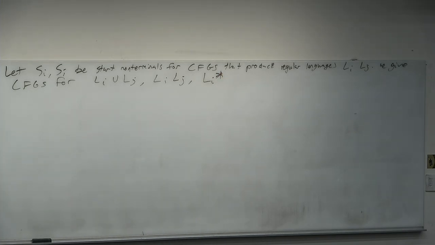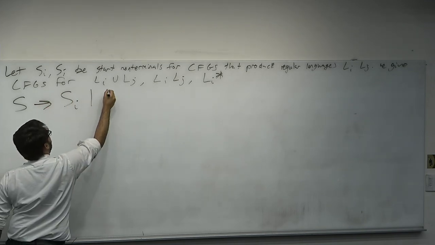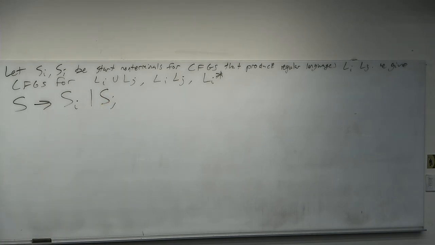Suppose we want to construct a context-free grammar for the union of the languages produced by two other context-free grammars. How do we do that? You could add to Si another option that goes to Sj, and Sj doesn't go back. So once you choose to go to the next string, you can't go back, and so it's concatenated. Wait, are we doing union? Let's do union first. And both ways. Okay, let's do that one in a second.